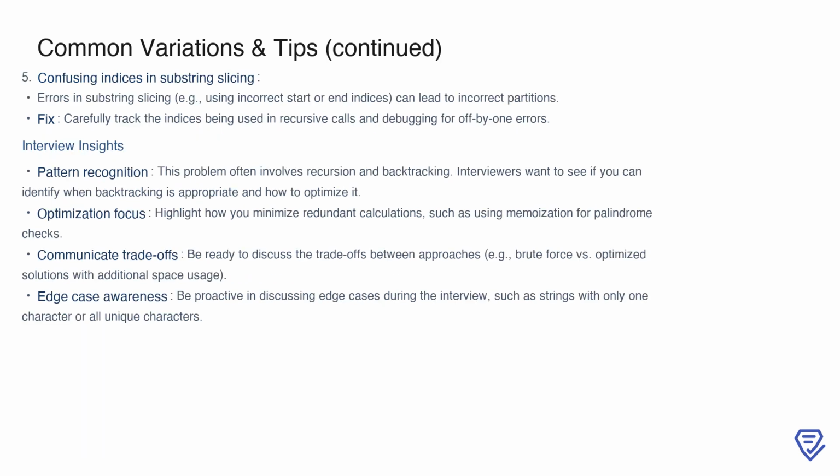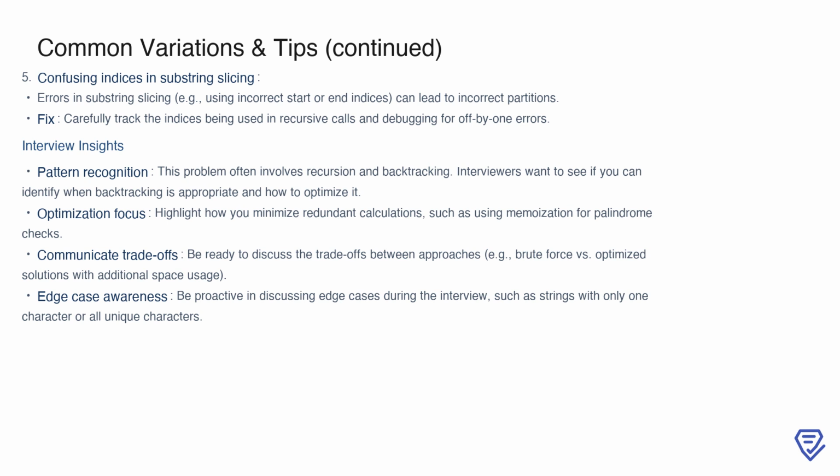Another frequent source of errors is confusing the indices used for substring slicing. Off by one mistakes or using the wrong start and end indices can result in incorrect partitions. This is why it's crucial to carefully track the indices in your recursive calls and debug thoroughly when you notice any slicing issues.